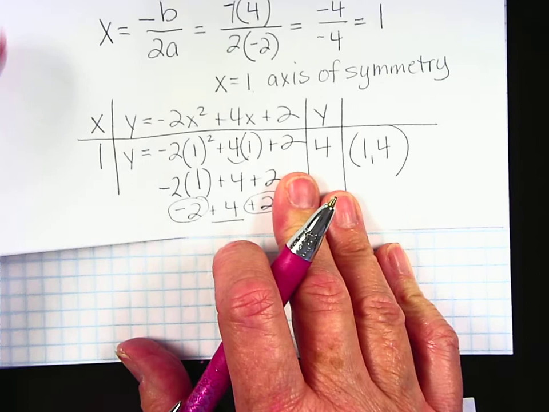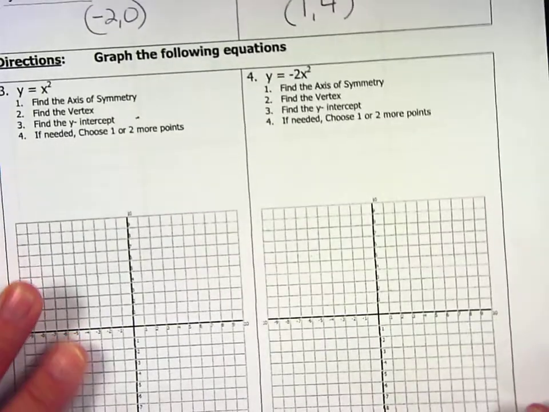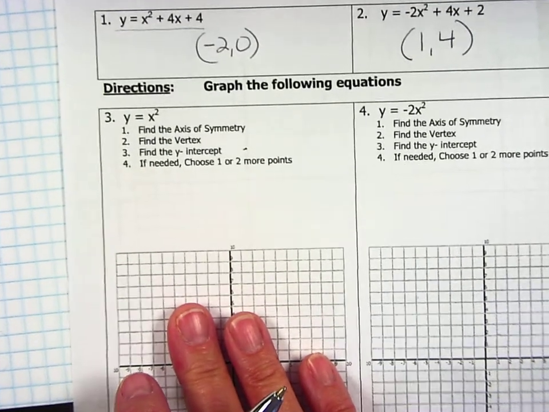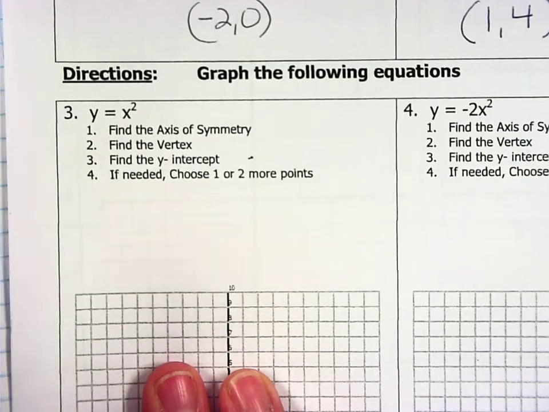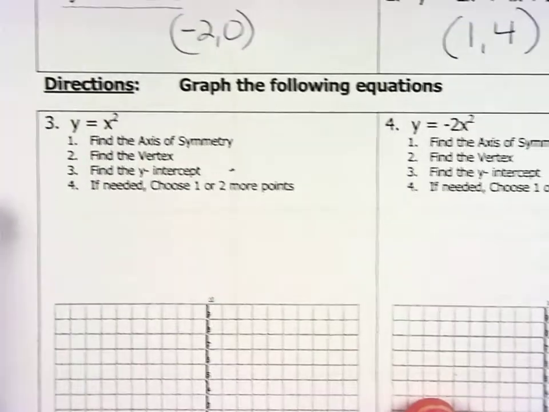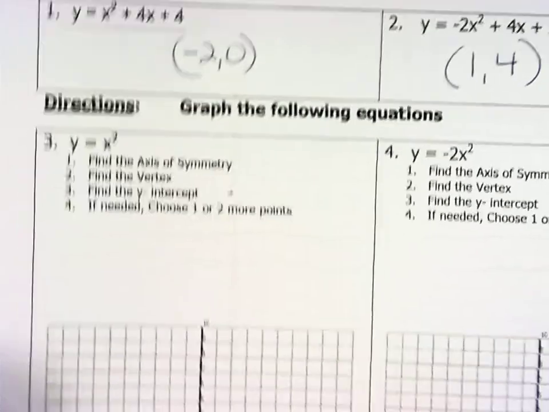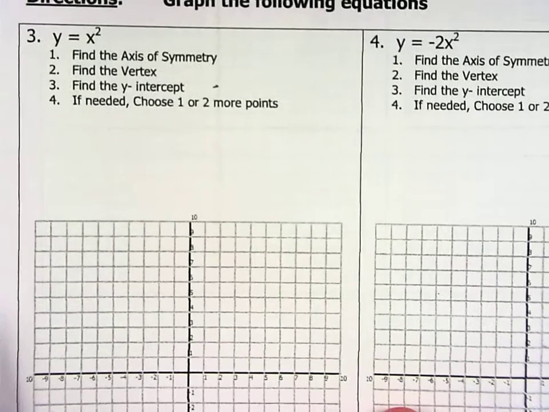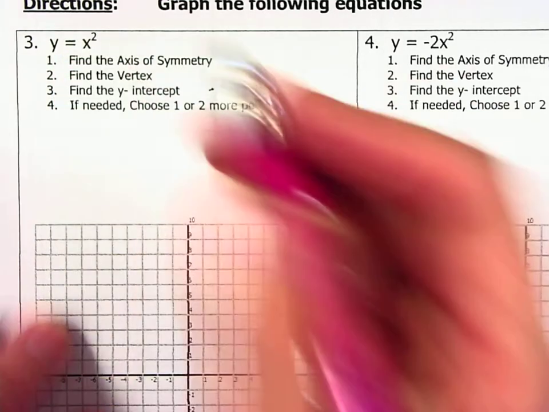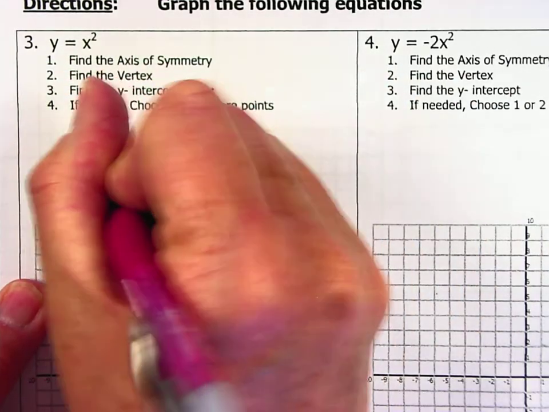Now, let's look at number 3. y equals x squared. It asked me to find the axis of symmetry, the vertex, and the y-intercept. And then if needed, I need to find 1 or 2 more points. So I'm looking at this equation, y equals x squared. That's weird.